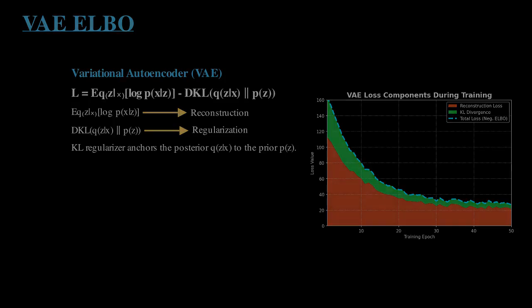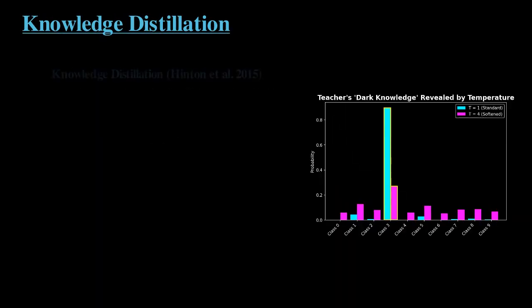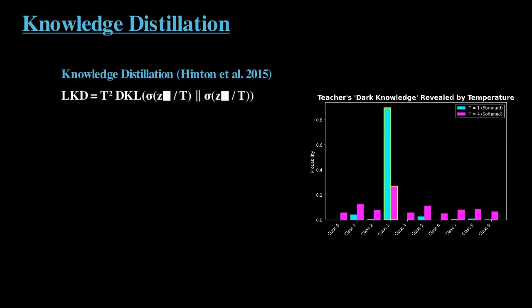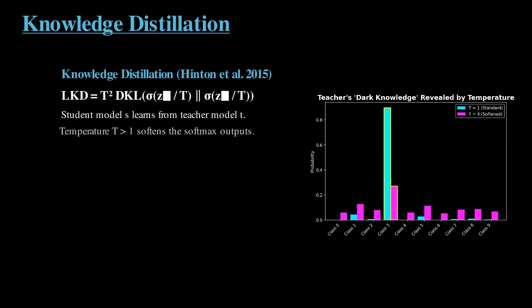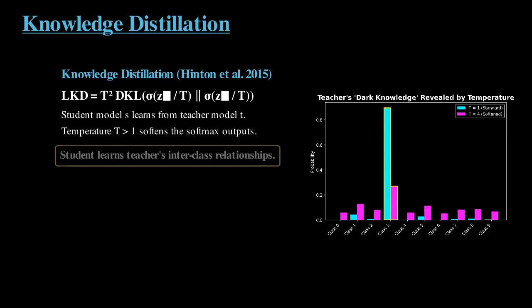In their 2015 paper, Hinton and colleagues introduced knowledge distillation, a powerful model compression technique. The goal is to train a small student network to mimic a large, pre-trained teacher network. Instead of training the student on hard one-hot labels, we train it to match the teacher's full output probability distribution. The loss function is the KL divergence between the student's and teacher's softmax outputs.